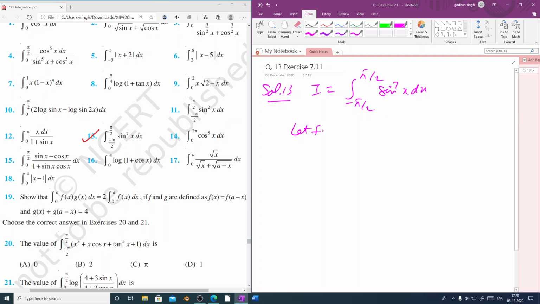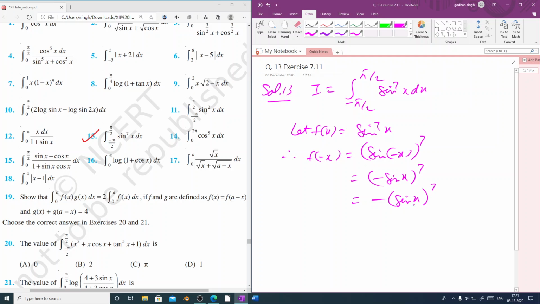Let f(x) equal sine raised to 7 x. Therefore f of minus x equals sine of minus x raised to 7, and because sine of minus x is minus sine x, we get minus sine x raised to the power 7. This can be written as minus sine x raised to the power 7.